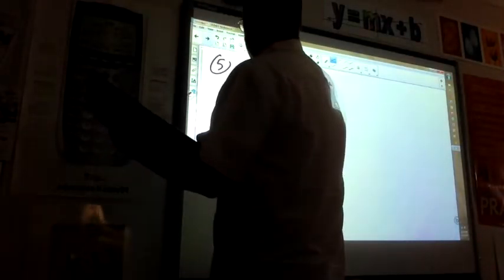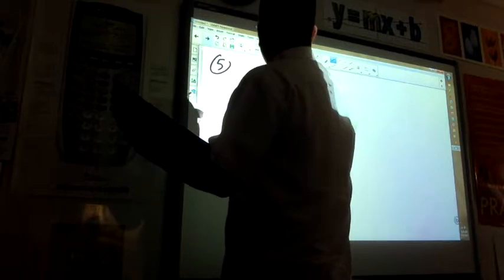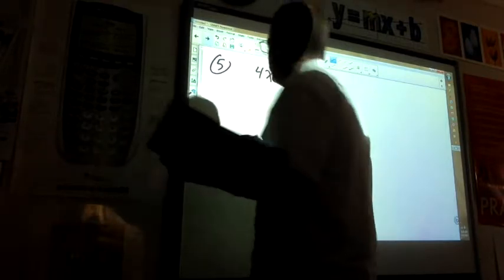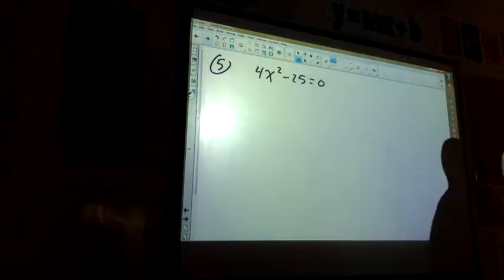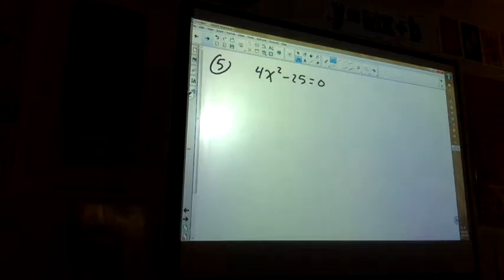Problem number 5, we go to factor it. How do we factor it? What's the specialty on this? It's missing the linear term.